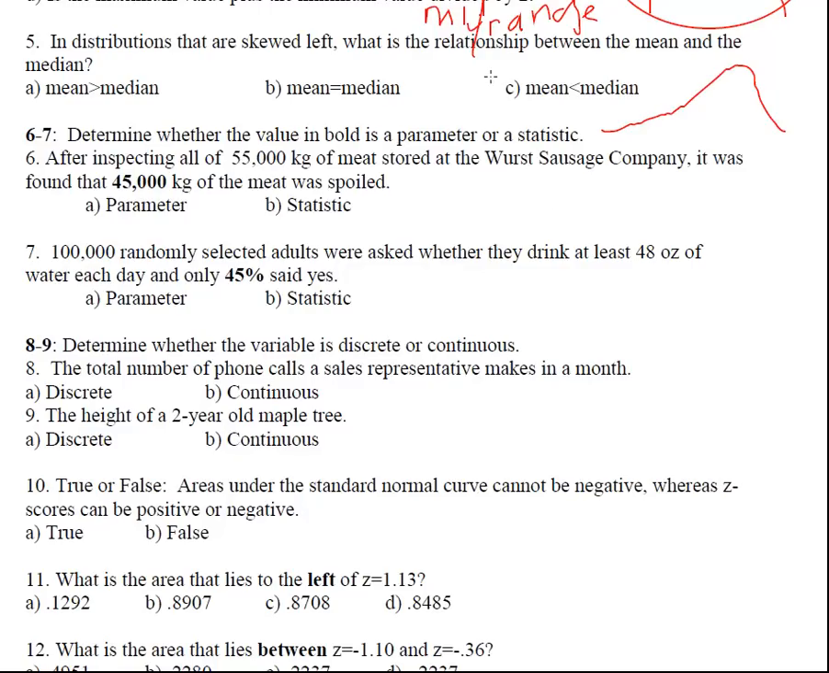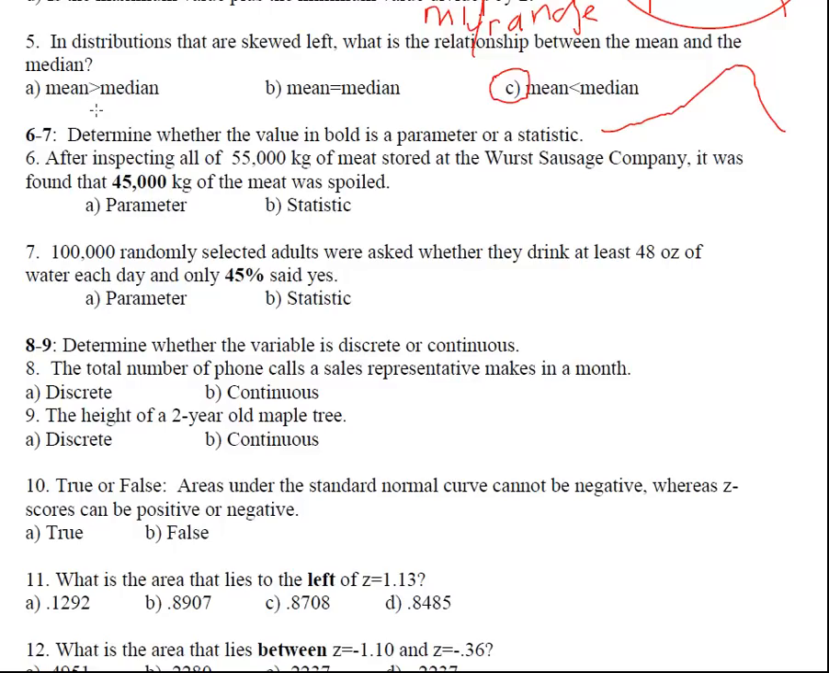And so for skewed left, we have the mean is less than the median. If we were looking at skewed right data, the mean would get pulled toward the right side of the tail, and so the mean would be higher than the median.